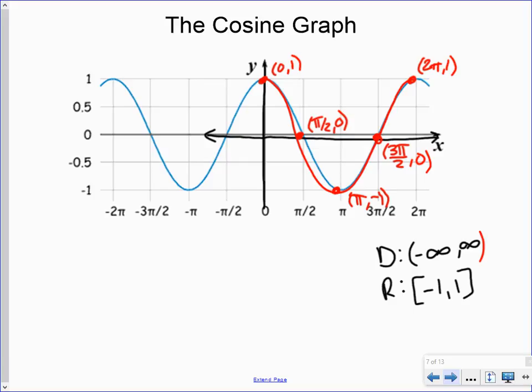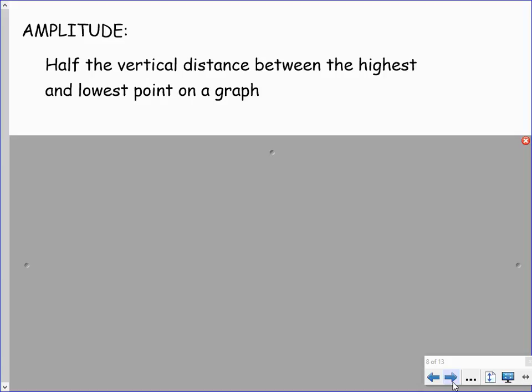Okay, any questions about cosine? Okay, here are a couple definitions. We're going to have a little bit of vocab. We'll look at what they mean on the graphs. And then finally, after the vocab, we'll get into what you're actually going to be doing on your homework, which is finding amplitude, period, and starting points.